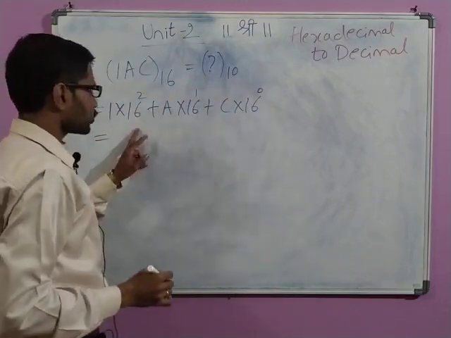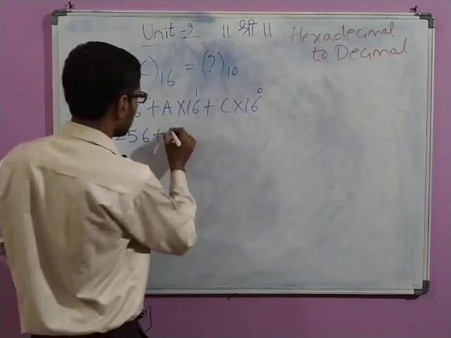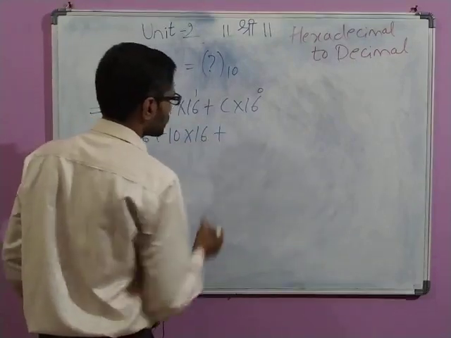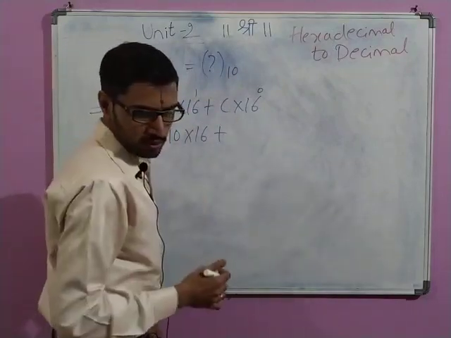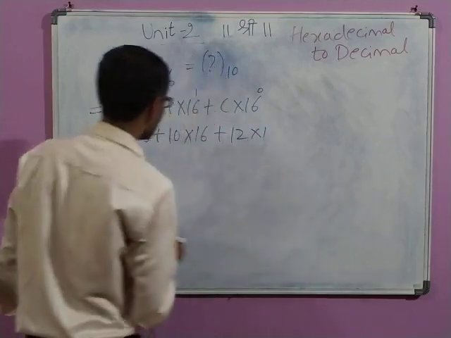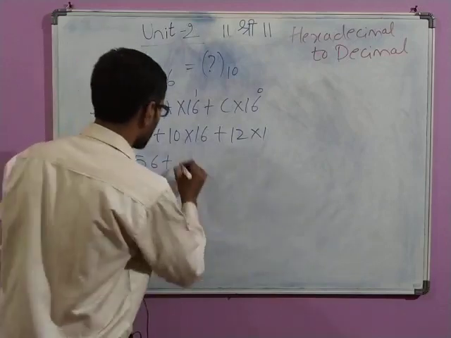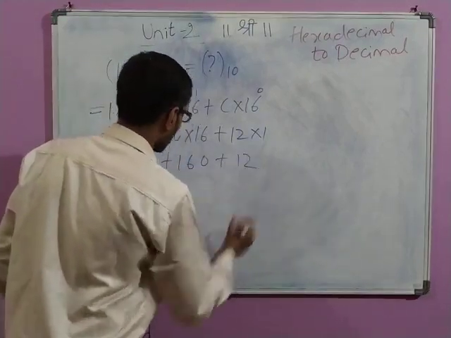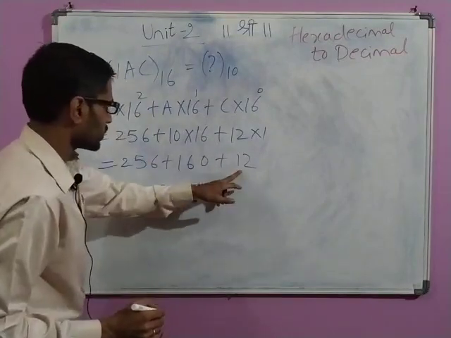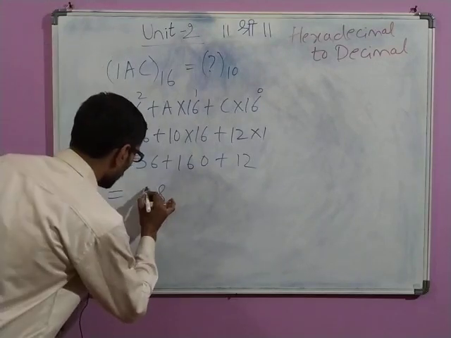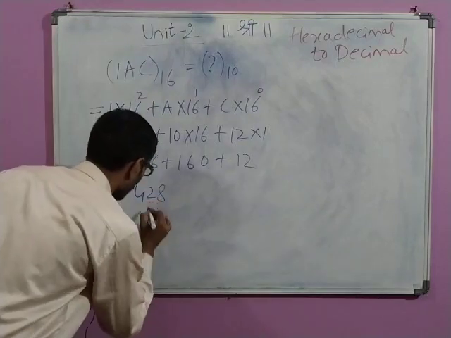So 16 raised to 2 will be 256, plus A is 10, 10 into 16, plus 16 raised to 0 is 1 into C. C means 12, so 12 into 1. So this will be equivalent to 256 plus 160 plus 12. If you add this, 6 plus 2 is 8, 6 plus 1 is 7, 7 plus 5 is 12, 1 carry, 2 plus 1 is 3, 3 plus 1 is 4. So we'll get 428 to the base 10.